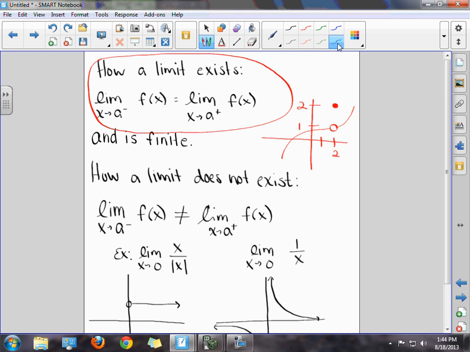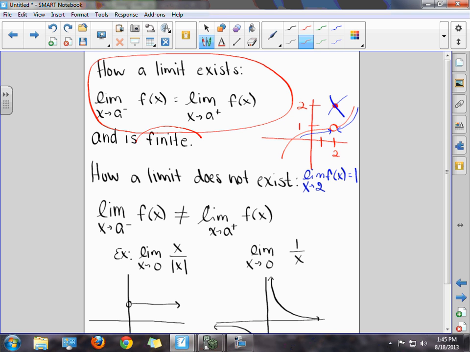Now, if I look at the limit as x approaches 2 from the left, it actually is approaching 1. Even as close as I can get, not exactly on 2, it's still going to be 1. As I approach from the right, it's still going to be 1. So this limit exists. The limit as x approaches 2 is equal to 1. It doesn't matter what that function is defined at. One thing about how a limit truly exists is that it's finite.